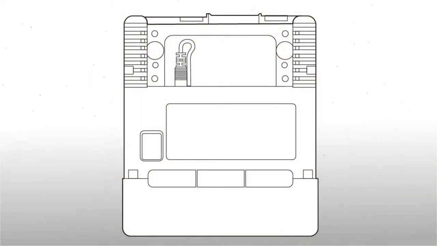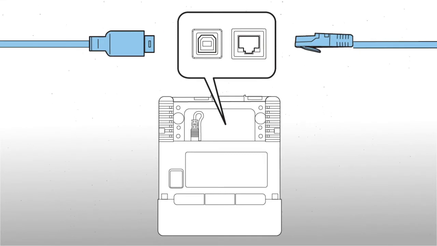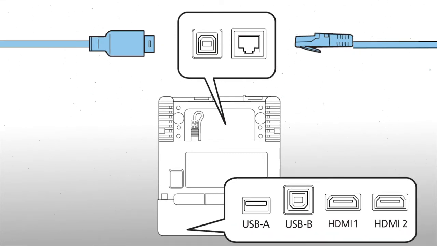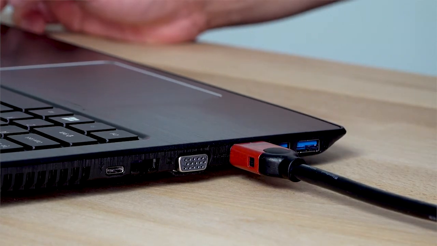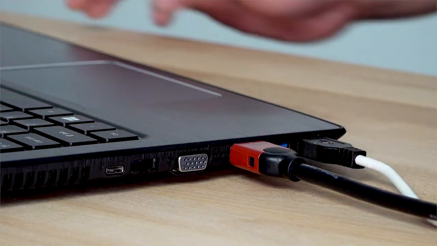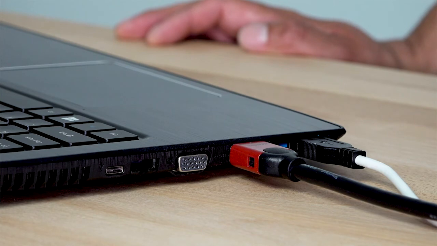Then connect the USB and Cat6 cables from the projector. You can attach HDMI and USB cables to the inputs located at the bottom of the control pad, and connect the other ends of the cables to your computer. This will allow you to transfer video, audio, and interactive data to the projector.